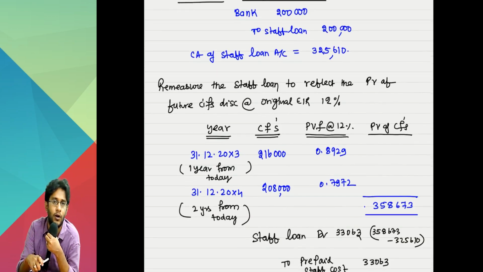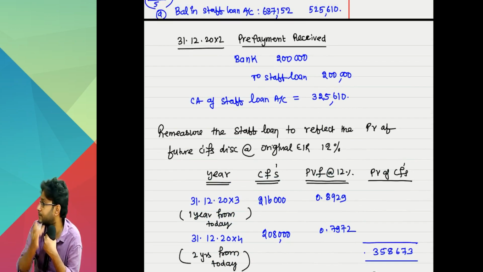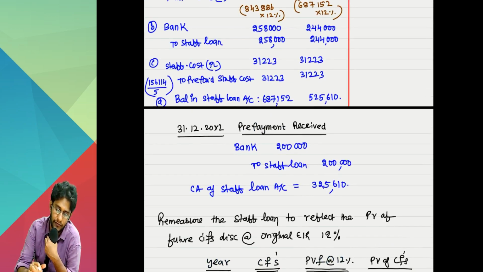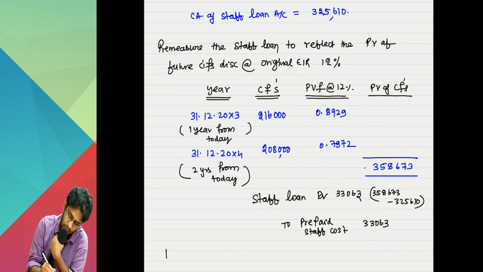Sir, based on this workout, what is the remaining amount of prepaid staff cost balance? What is the prepaid staff cost balance? 156,114 once upon a time. But first year, second year, you have already amortized something. So balance in prepaid staff cost.